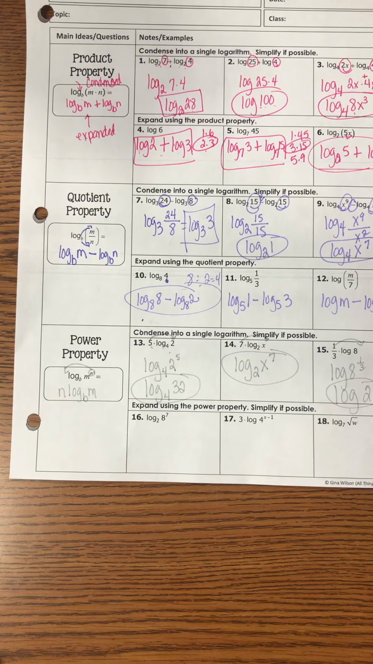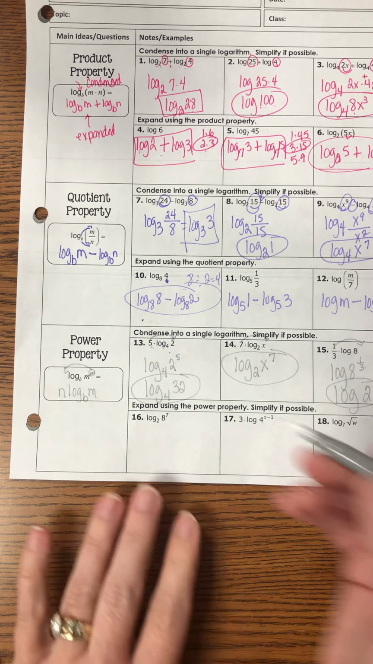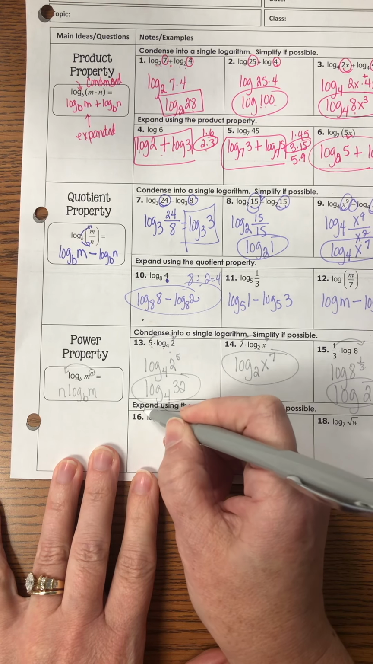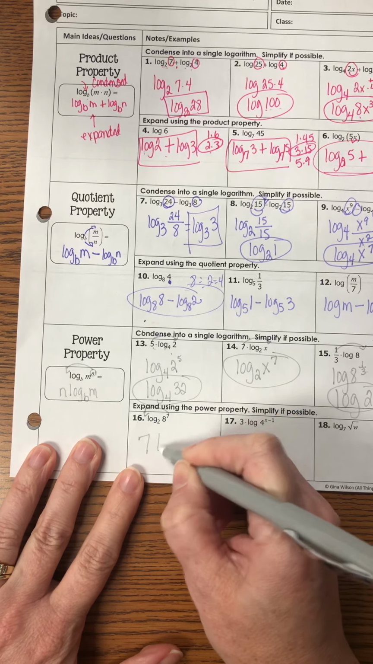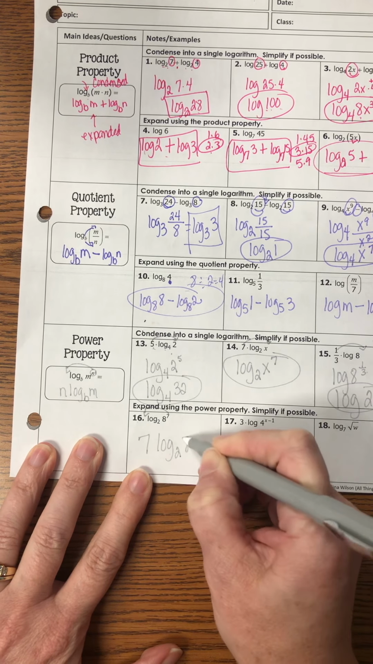Now here we're going to actually expand it using the power property. So when we do that, we take our exponent and we put it in the front of the logarithm. So we'll have 7 times log base 2 of 8.